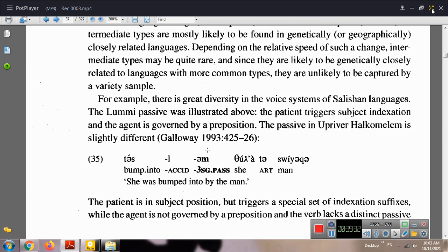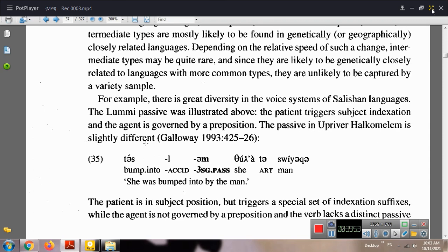For example, there is great diversity in the voice systems of Salishan languages. The Lummi passive was illustrated above. The patient triggers subject indexation, and the agent is governed by a preposition.